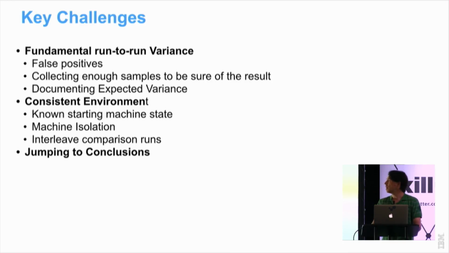Something else that you can try is interleaving the two things that you're trying to compare. So that would be doing one iteration of your, say, good build and one iteration of the build that you're testing, and alternating between the good build and the one that you're testing.